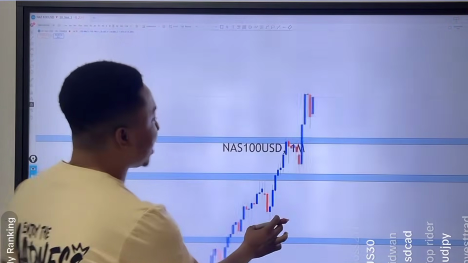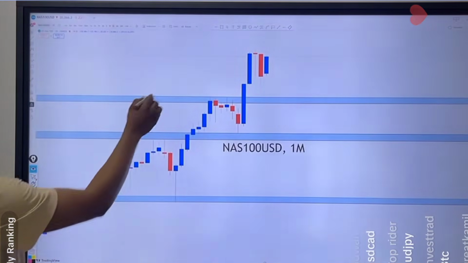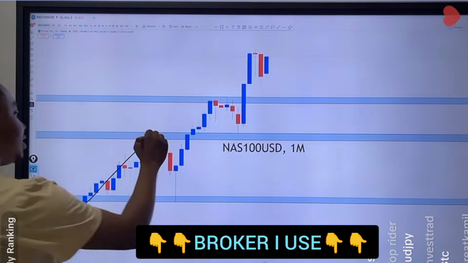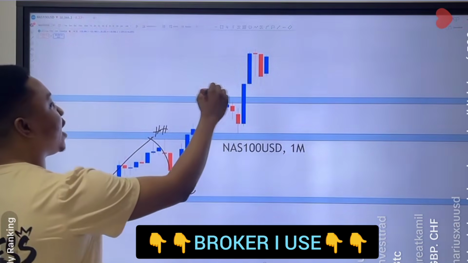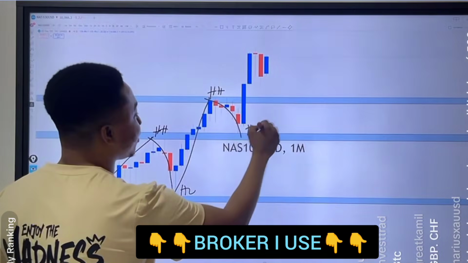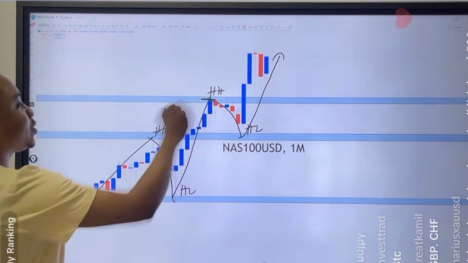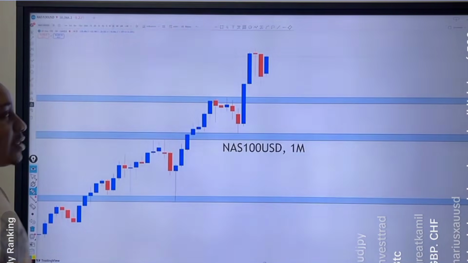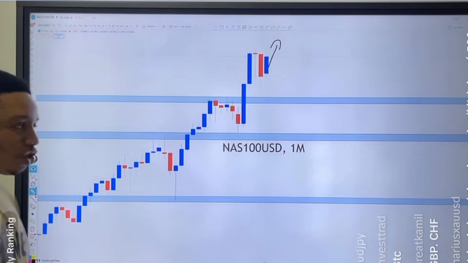Now with NAS 100 on the monthly time frame, what is going on? We have the monthly upper, the mid-range, and then the lower zone. This is a higher high, we have a higher low, another higher high, and another higher low. Now what happened? Buyers have been able to break above this one, higher high, to the upside. Now what is going to happen? Price is going to see a continuation push further to the upside because we are in a strong uptrend.